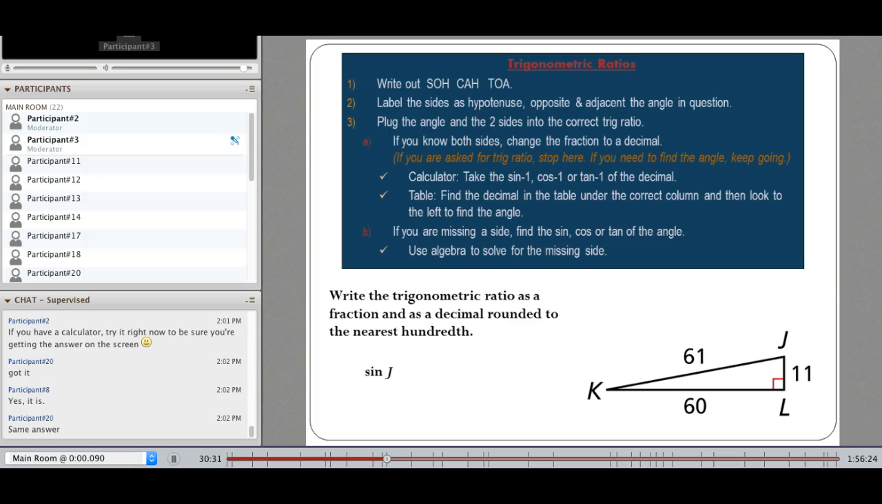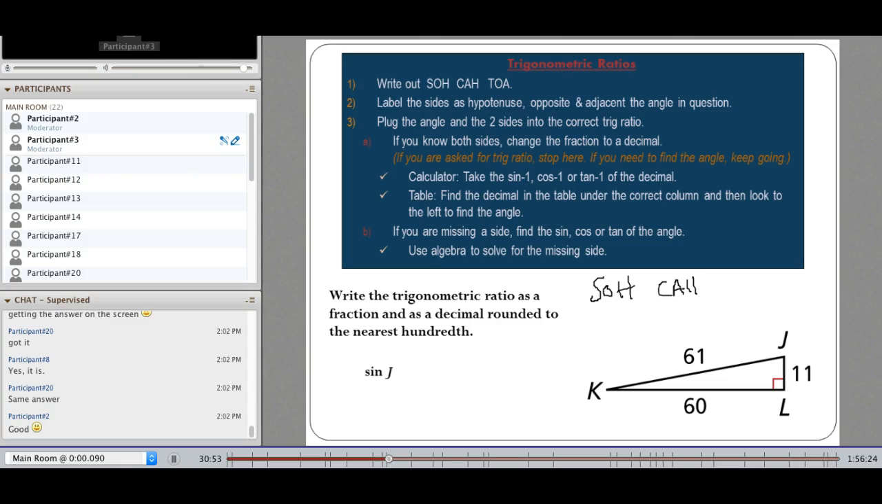All right, so we're going to do some trig ratios here, looking at right triangles. The first one we're looking at is sine. So we want to write out SOHCAHTOA so it helps us remember the ratio that we're using. They're asking for sine, so I know it's going to be SOH, right? It's going to be the opposite over the hypotenuse. Okay, so we're working with this trig ratio right here, the opposite over the hypotenuse.